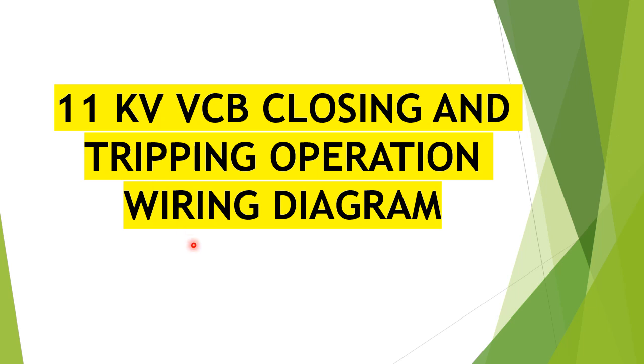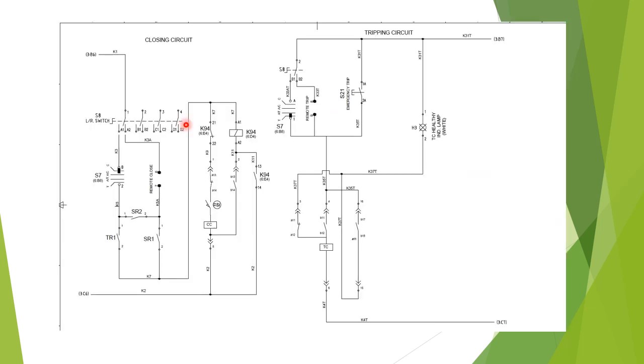Hello friends, today I'll discuss the 11 kV VCB closing and tripping operation with the help of the wiring diagram of the 11 kV VCB panel. So here the closing circuit and tripping circuit diagram has been shown.